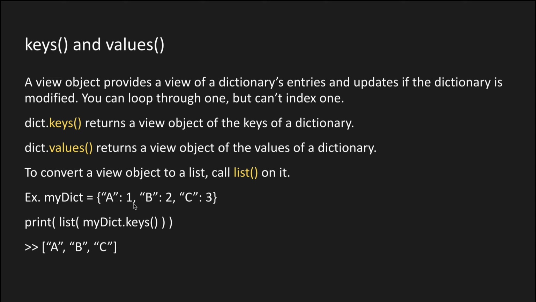So if we had this dictionary and we called list and dot keys on it, we would get a list with only the keys from that dictionary.